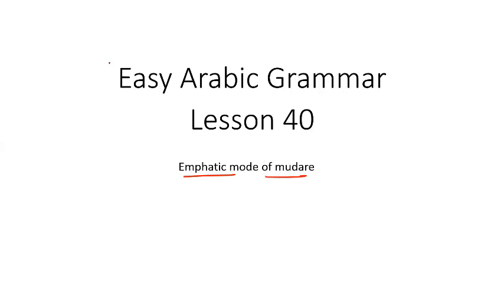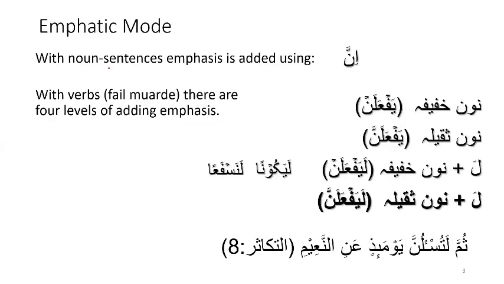You might recall from a lesson that we covered a long time ago that if we have a noun sentence, so this is a sentence that starts with a noun, then we add emphasis using the word inna. A classic example from the Quran is Inna Allah ala kulli shay'in qadir. Indeed, and most definitely, Allah has power or control over everything.